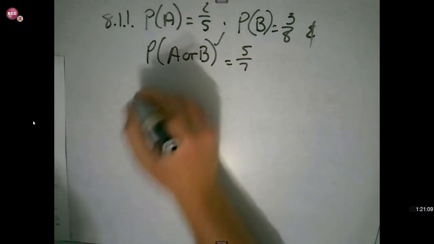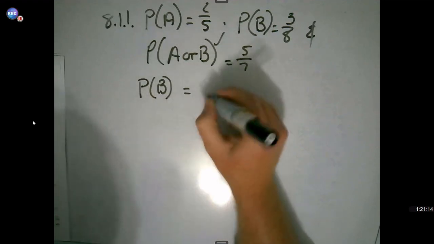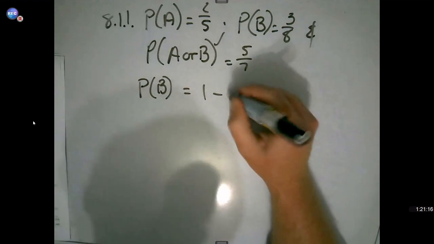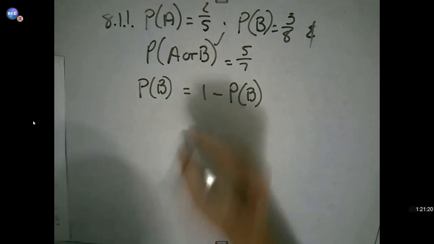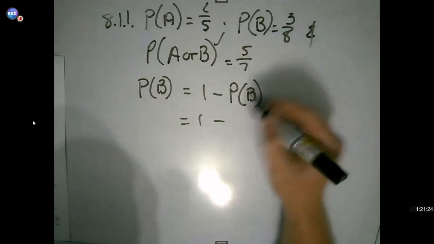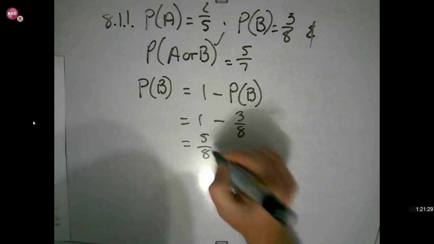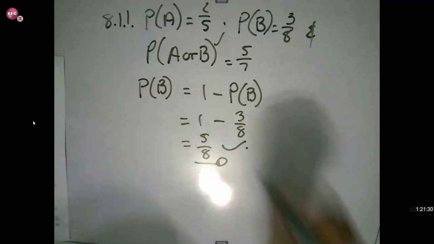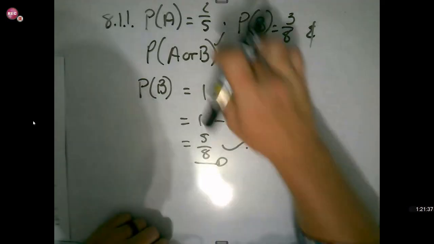So to calculate the probability of event B, we do the following. So the probability of not B is equal to 1 minus the probability of B. Which would then say 1 minus the probability of B is 3 over 8. Which would then leave us with 5 over 8 as an answer. There we go. Done, dusted.